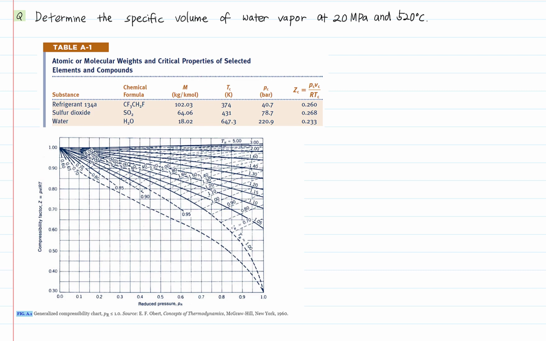Let's see an example. We are going to determine the specific volume of water vapor at 20 megapascals and 520 degrees Celsius. We are going to use the generalized compressibility chart to determine Z, and from Z, we are going to determine the specific volume of water at the given condition. To use the compressibility chart, we need to determine reduced temperature and reduced pressure. See Table A1. For water, the critical pressure and temperature are given. So we calculate reduced temperature and reduced pressure.